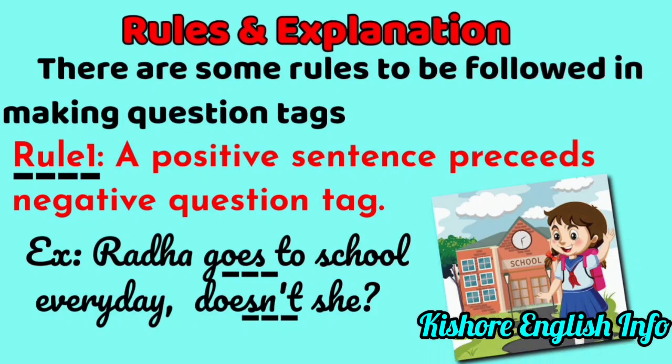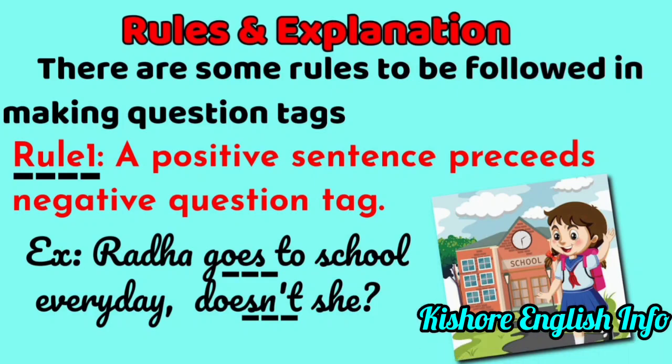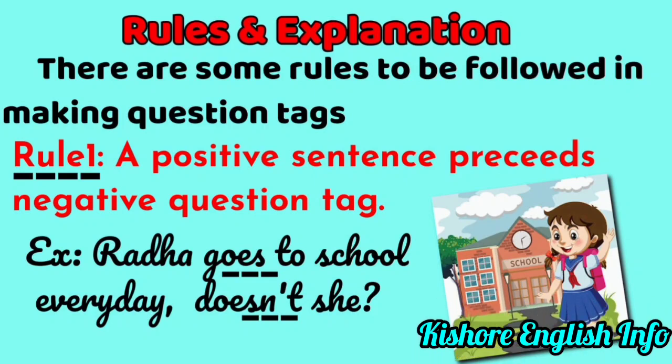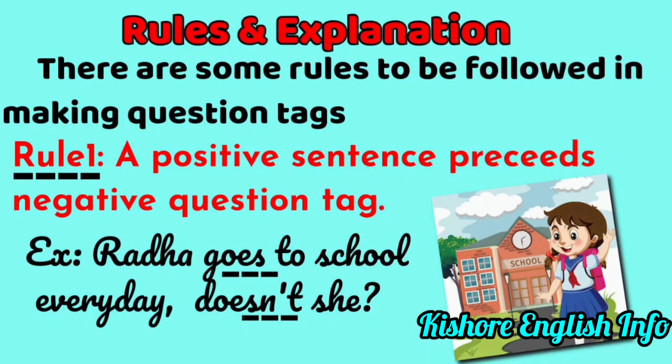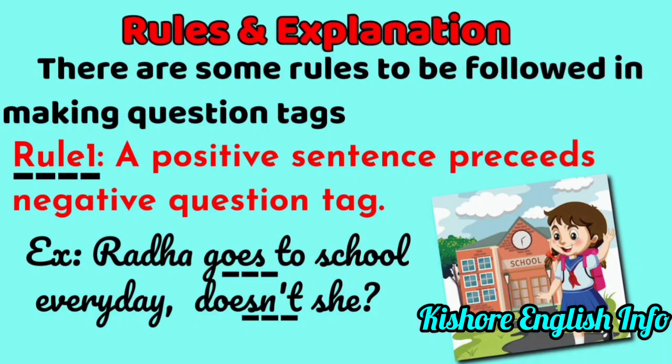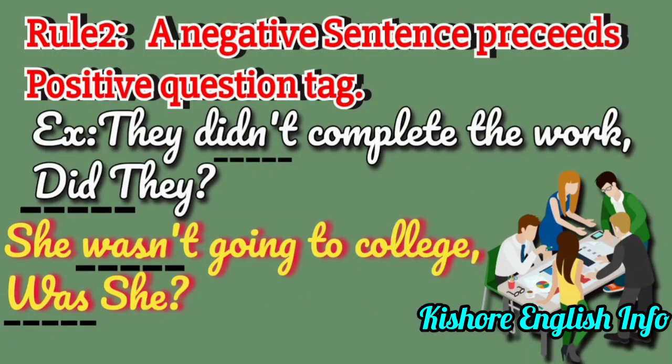Rule number 1. A positive sentence precedes a negative question tag. Radha goes to school every day. A positive sentence precedes a negative question form. We already discussed that in the basic rules, so I'm not explaining it in more detail. Radha goes to school every day. Goes already contains the helping verb, which means there is a does form. Does, positive sentence, adding the negative form, doesn't. Radha is a girl's name, so we convert it into the pronoun she. Doesn't she?